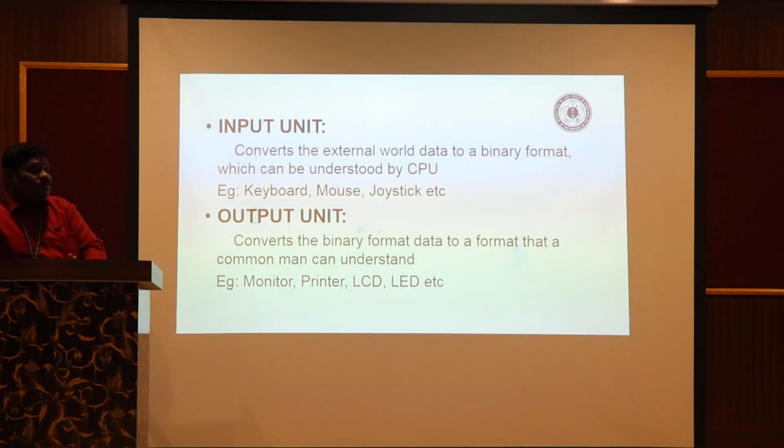Next, output. So we have to give some input. The given input is processed and produces some output. The output devices are used to convert the binary format into human understood language, like natural language. We use different types of output devices. Example: monitor, printer, LED, LCD. These are some important output devices.